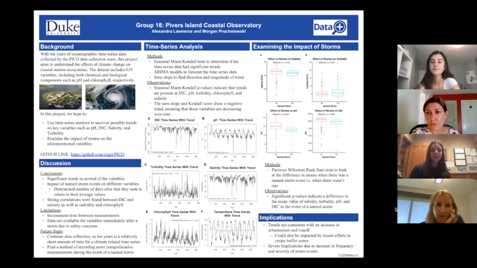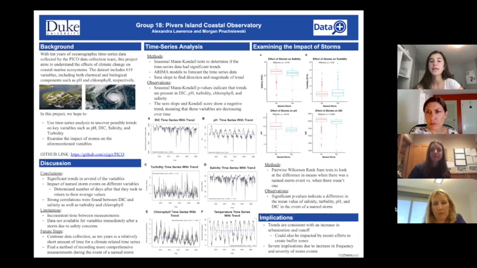So for future steps, we would like to continue data collection because we want to see how these trends develop over even more time. And we're also hoping that maybe one day there could be some automated way of measuring after storms, so that way the researchers aren't at risk, but we're able to get this data right at the time of a storm to see the real impacts that it has instead of just 3 or 4 days after.